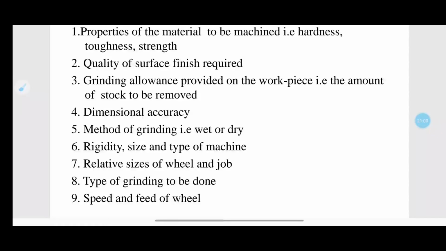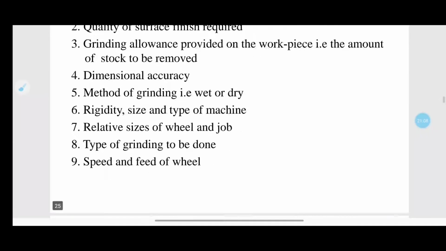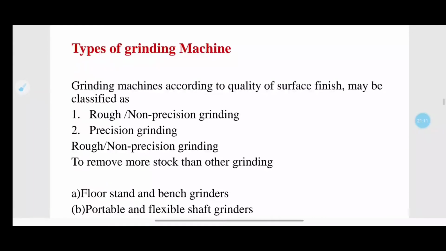So how much RPM speed is required for this grinding wheel? Is higher RPM good, or is lower RPM better for bigger materials and smaller materials? It depends on the exact user. Okay, so, types of grinding machine.